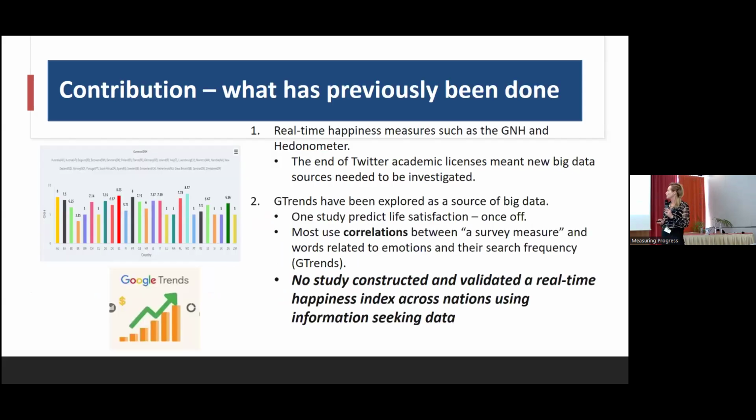So what is the contribution? Previously, there were real-time indices: mine, the Twitter index, mine, GCO, the Gross National Happiness today, and then we also had the odometer. So those were running real-time. You can go on the website and you can see what's happening. That was the end of the story of Twitter.